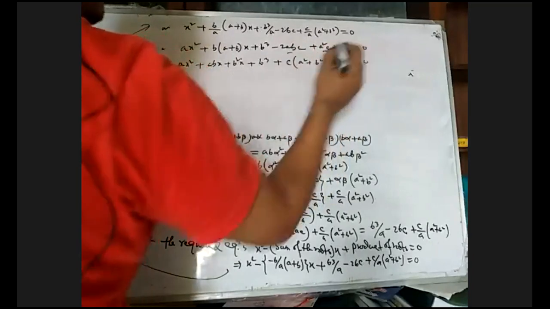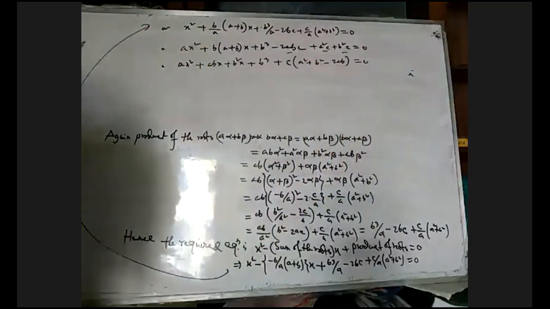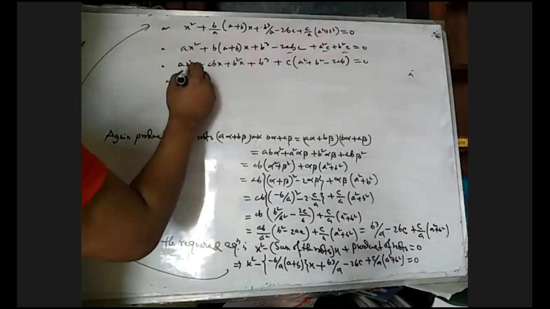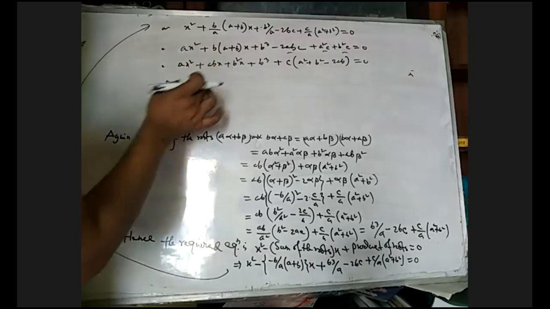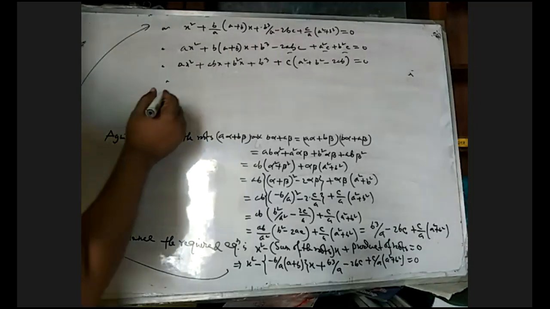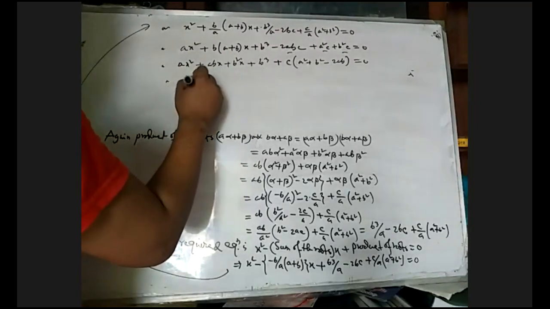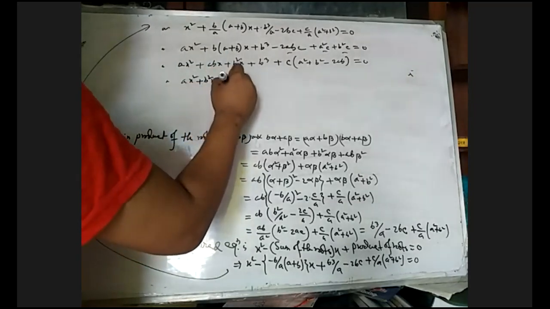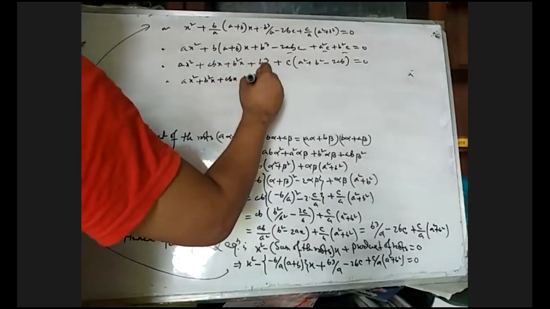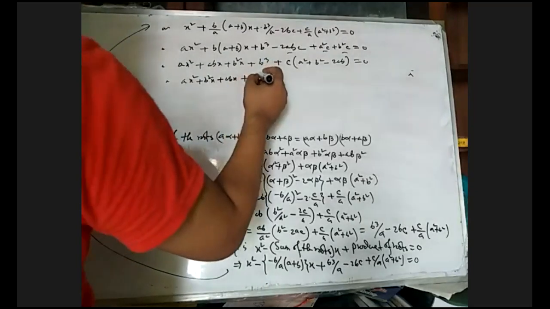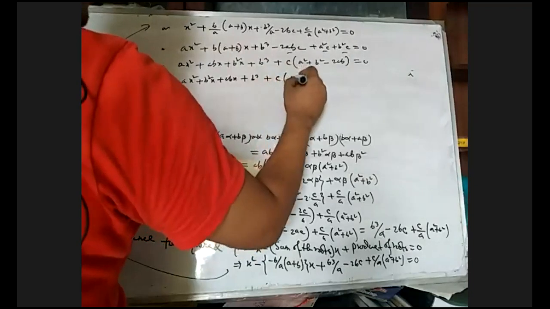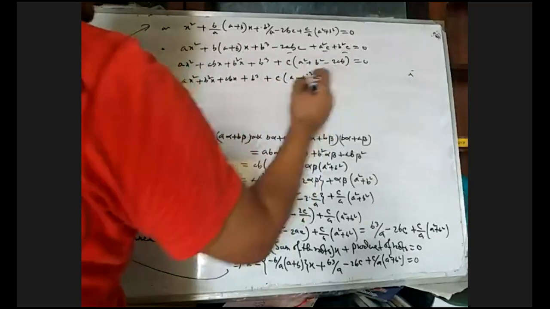Just arranging these three terms, we can write this one. Now from this, x square plus b square x, abx plus b cube, plus c into a minus b whole square equals to 0.